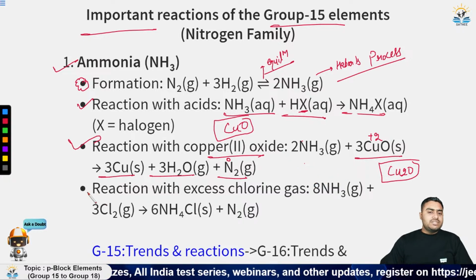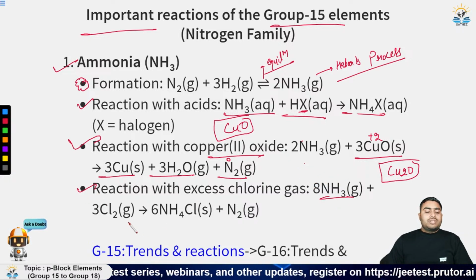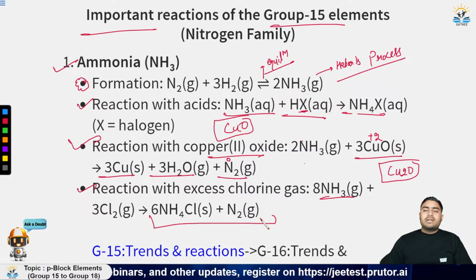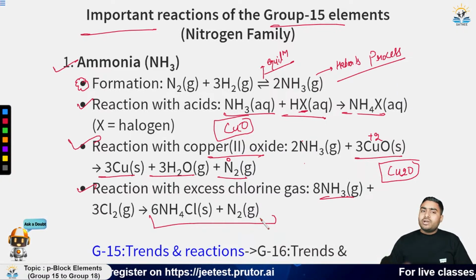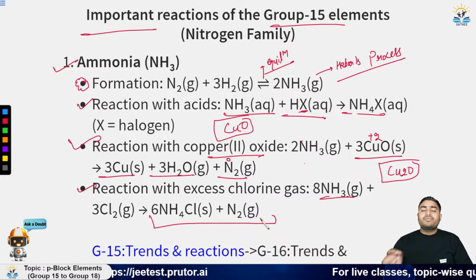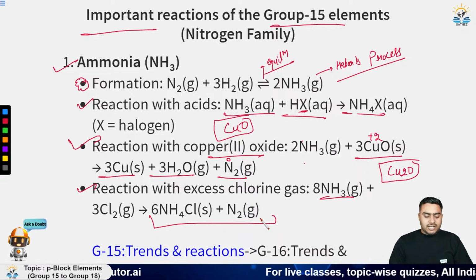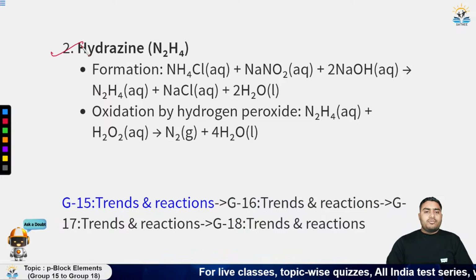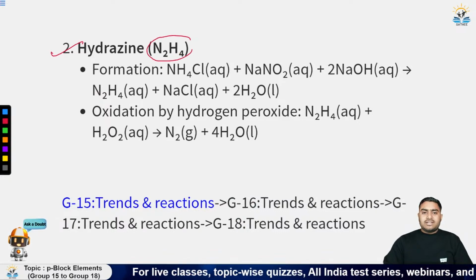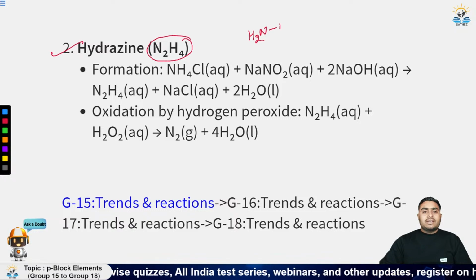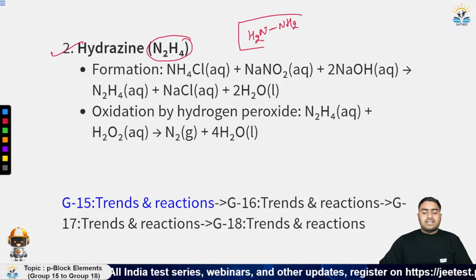Excess of chlorine gas means 8NH3 plus 3Cl2 gives 6NH4Cl plus N2 gas, right? 8NH3, ammonia gas, when treated with excess of chlorine gas, will form ammonium chloride, and nitrogen gas is released here. The next reaction is of hydrazine. Hydrazine is N2H4, and this is very important in organic chemistry. We can write it like this, NH2 NH2.